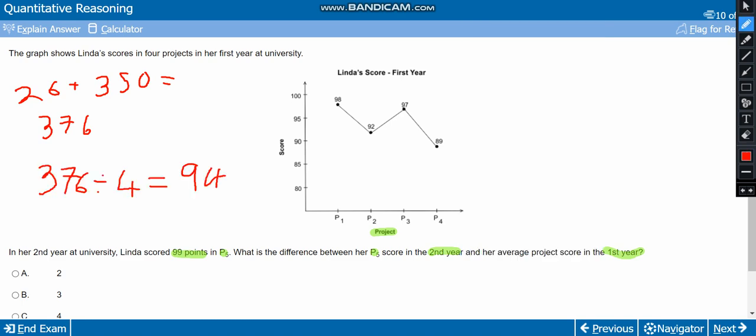And then therefore the difference between 94 and 99 is just the subtraction of these two values. So 99 minus 94 rather. I'll just fix that up. And that equals 5. So therefore our answer is D, 5.